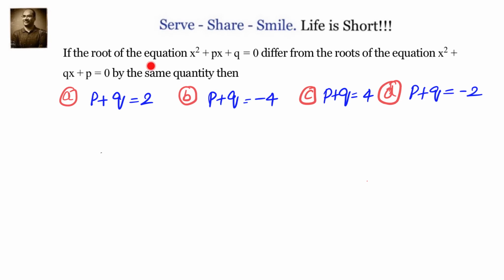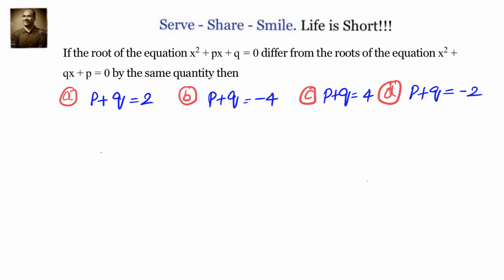If the roots of the equation x square plus px plus q equals to 0 differ from the roots of the equation x square plus qx plus p equals to 0 by the same quantity, then one of these conditions is true. We have to find it out. Given to us, roots of the equation differ from the roots of the other equation by the same quantity.